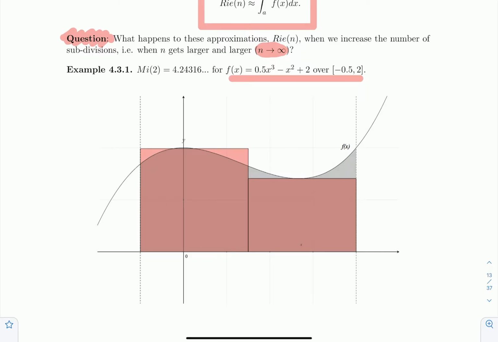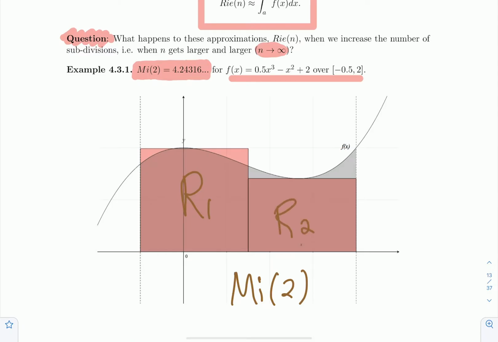So first, I've done the midpoint sum using n equals 2. If you do the actual computation, this is a good exercise, of course, you're going to get 4.24316. And as you can see, these 2 rectangles are doing a nice job covering the definite integral, the gray zone of f of x over the interval -0.5 to 2. Of course, the first rectangle is overdoing it, but the second one is not doing as well. But this is what you get when you're using 2 rectangles with the midpoint Riemann sum to cover this region.